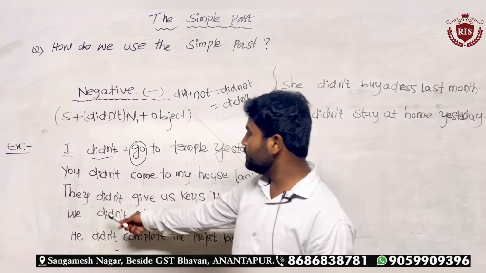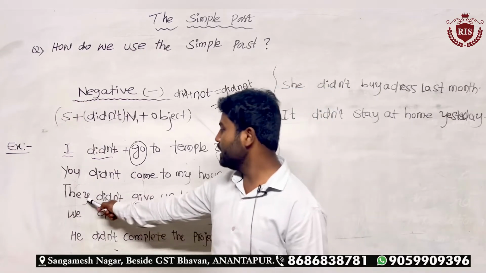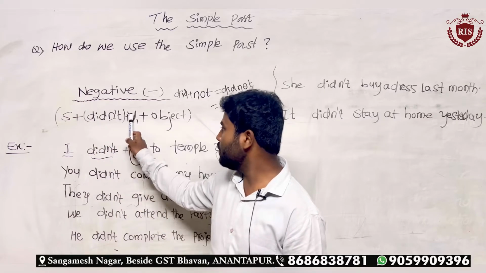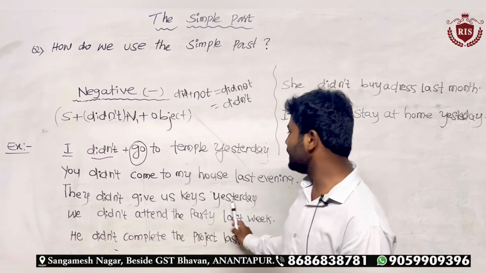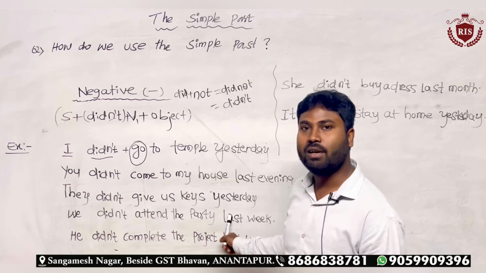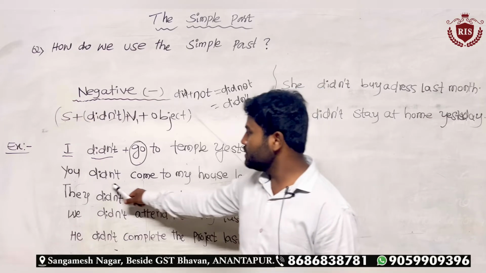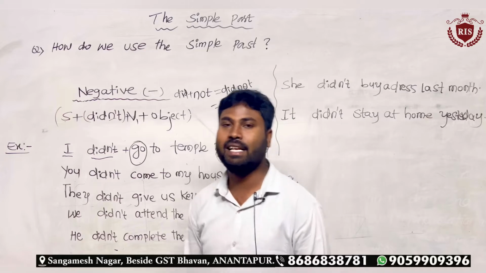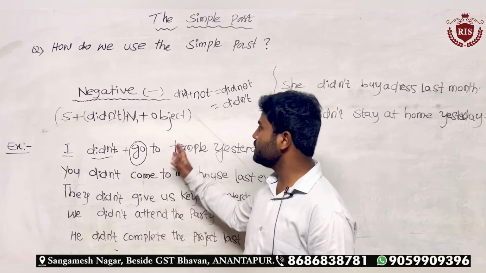Next, look at the third example as well. Here we have taken the pronoun they as the subject in the sentence, and after it, as per the formula, we used didn't. As per the formula, V1 should be there. We have taken give as V1, and keys yesterday is the object, and again yesterday is the keyword for the simple past, right? So what is the sentence? They didn't give us keys yesterday. Even this refers to a negative sentence in the simple past.